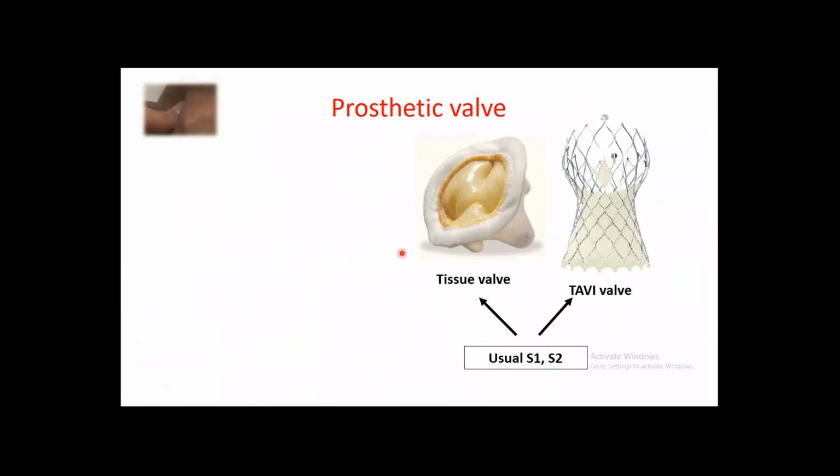Moving to the last thing of our lecture, which is prosthetic valve. Prosthetic valve is for patients who underwent valve replacement. There are two main categories of heart valve types: tissue valve and mechanical valve. The tissue valve, either a surgical one or a transcatheter one, which is a TAVI valve. Usual auscultation is as usual. First and second heart sounds are heard as normal.